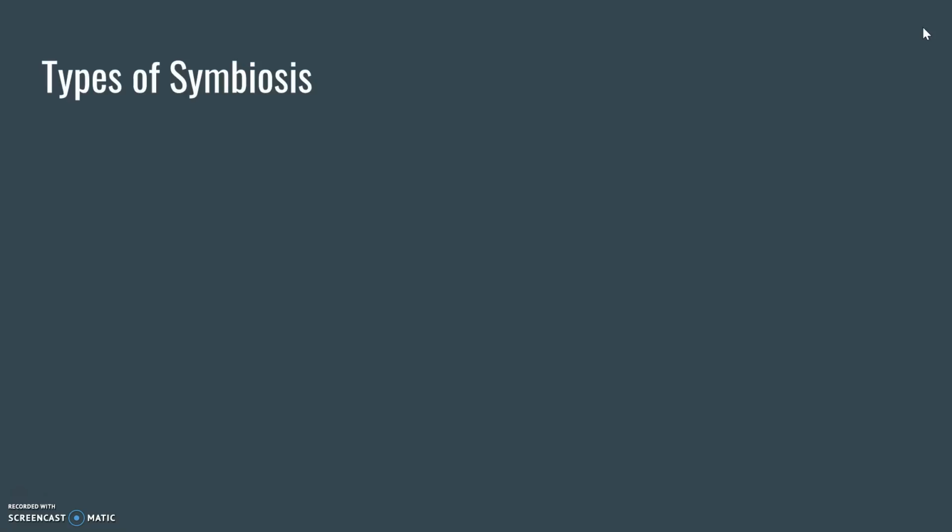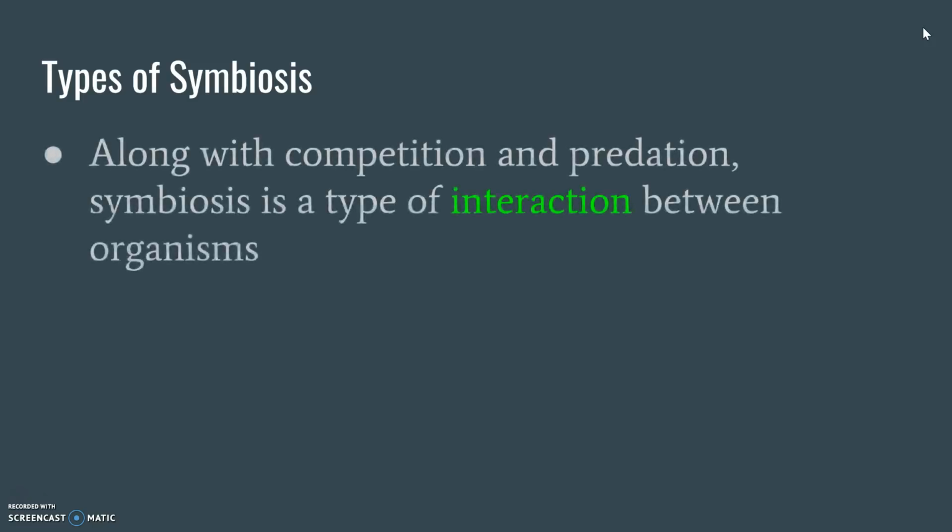So we are talking about types of symbiosis. We talked about symbiosis for about 3 seconds way back when we were talking about, oh goodness, protists. So this might just sound ever so vaguely familiar, but for most of you, this will be your first time hearing it, because I understand how your brains work, and that's perfectly okay. So here we go. Along with competition and predation, symbiosis is a type of interaction between organisms.